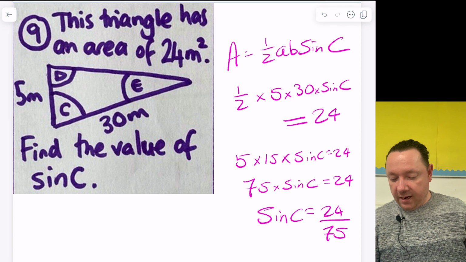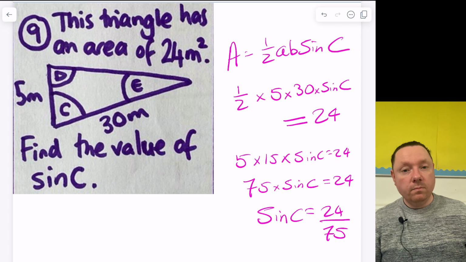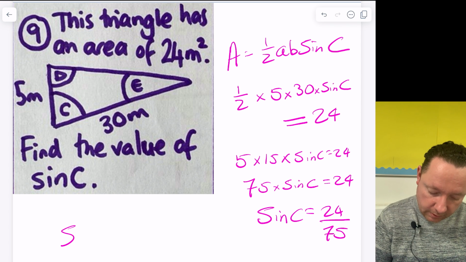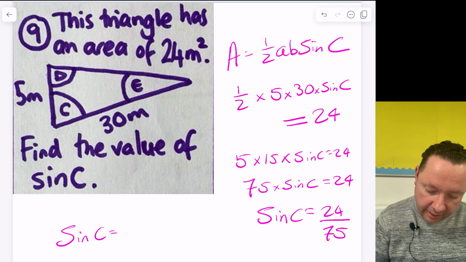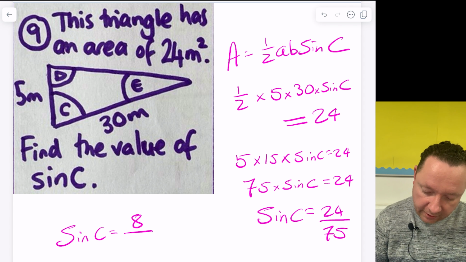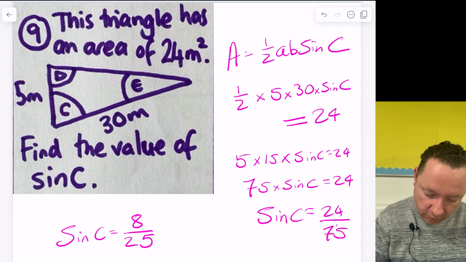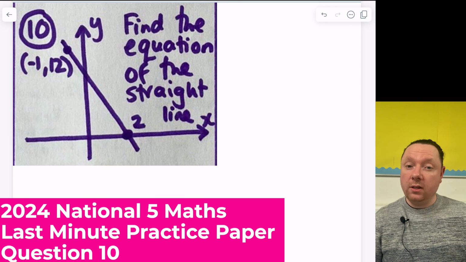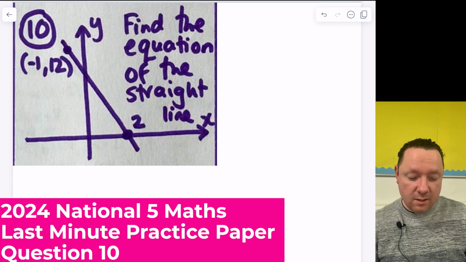Is that simplified? Well, no. 3 goes into both of the numbers. So dividing by 3, 3 eights is 24, 3 sevens is 21, that's 8 over 25. And we're done there.